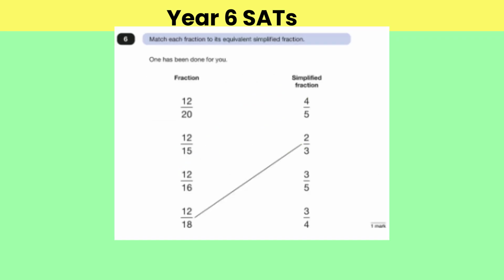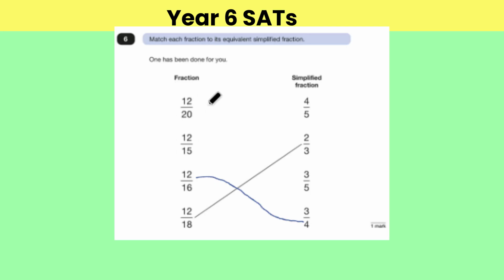Question 6, match each fraction to its equivalent simplified fraction. 1 has been done for you. So usually I'd just say, find your equivalent, your simplest fractions next to these, and then match it up. But in fact, I would actually look quickly, and I can see that 2 of these have got denominators of 5, 1's got a denominator of 4. So if I look at my 3 fractions, I've got a denominator of 20, 15 and 16. I can already see that there's only 1 with a denominator that is in the 4 times table, so those 2 have to match. Now I know that these are both going to get simplified to 5.